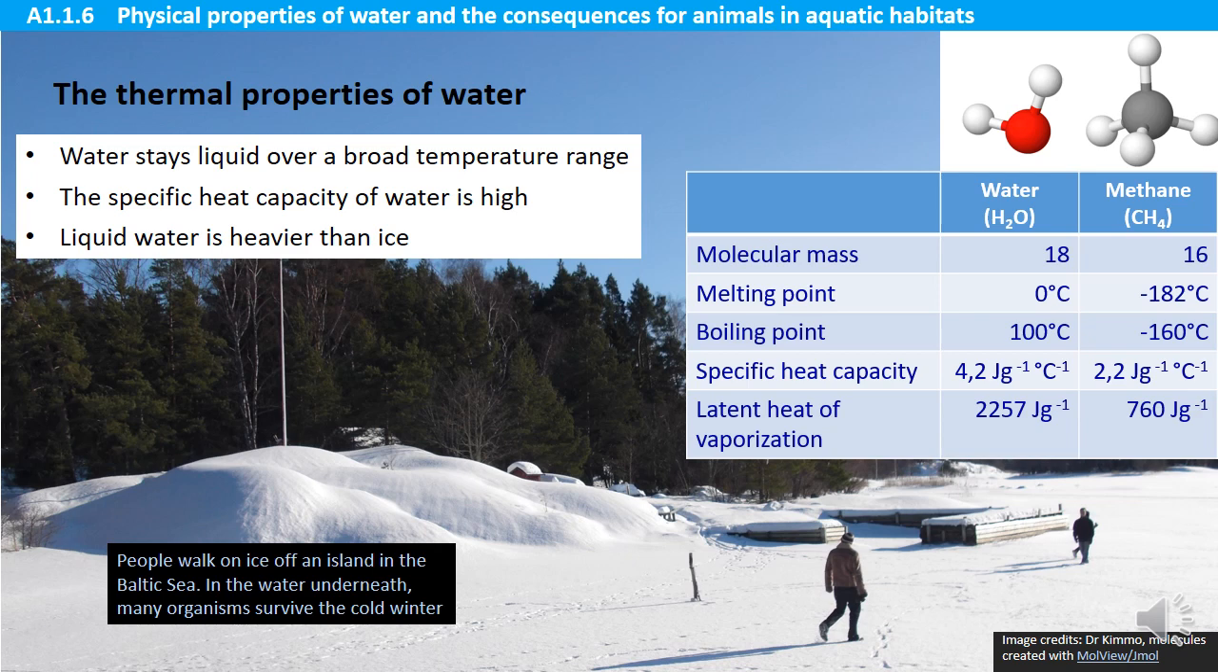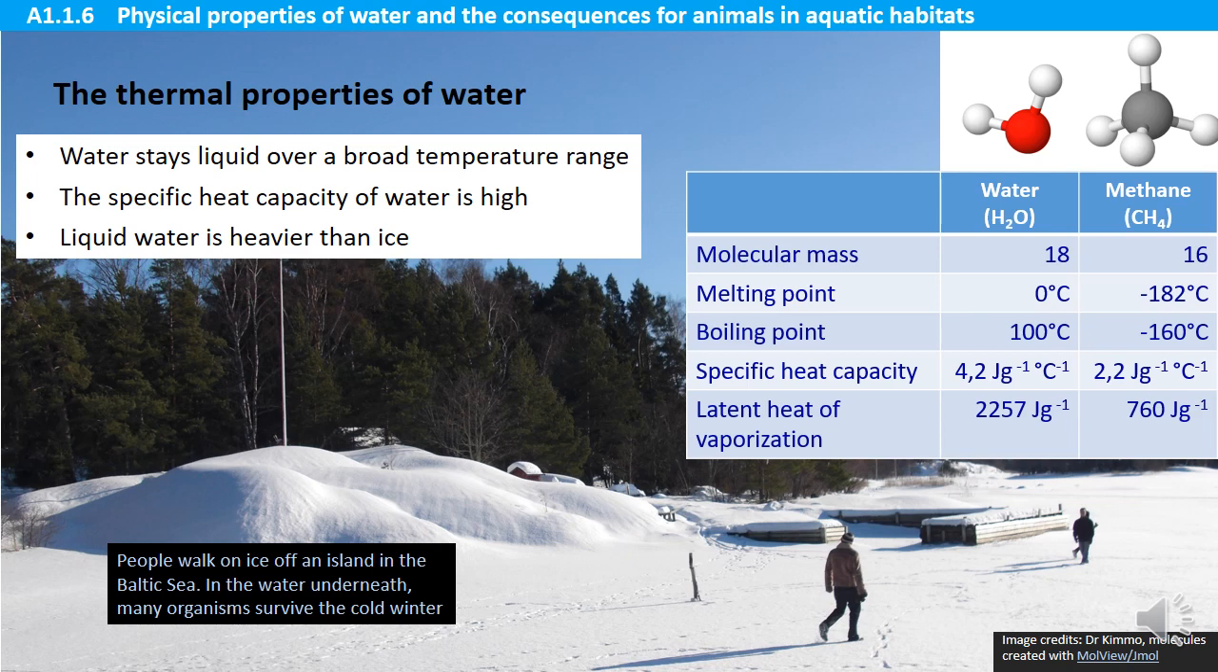Let's compare water and methane, because these properties of water are quite unusual. These two molecules have more or less the same mass. However, you can see the melting points and the boiling points are very different. Also, the range of liquid water is 100 degrees Celsius. For methane, it's only 22 degrees Celsius.